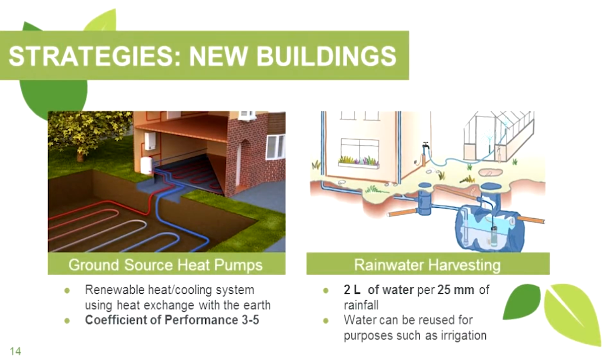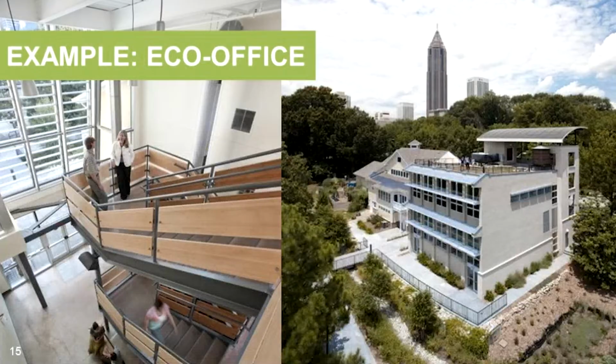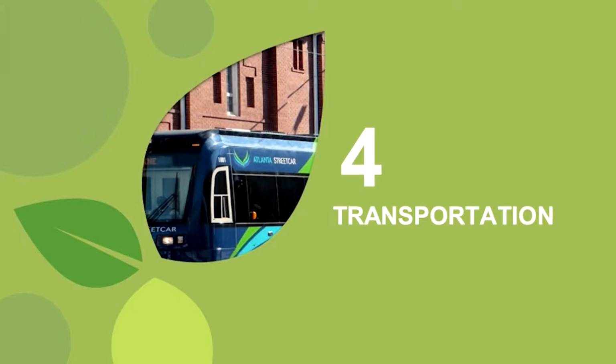We also looked at new buildings. For new buildings, we looked at using ground source heat pumps to provide renewable heating and cooling for the buildings, as well as rainwater harvesting, so the buildings can actually collect their own water and use it for purposes such as irrigation. This is an example of a building that we found that already existed in Atlanta, and this is the idea that we're having for future buildings by 2050, using technologies such as shading, green roofs, and other initiatives.